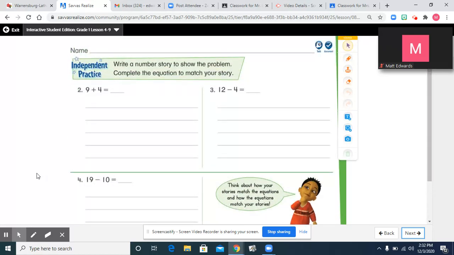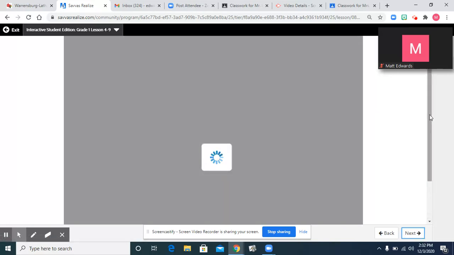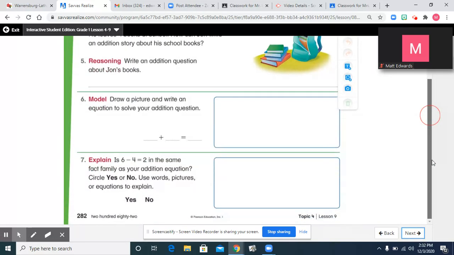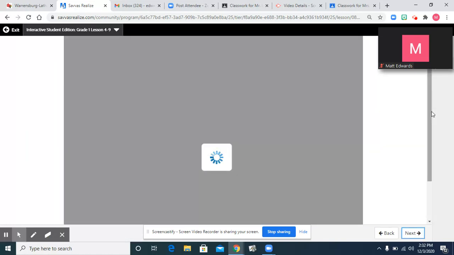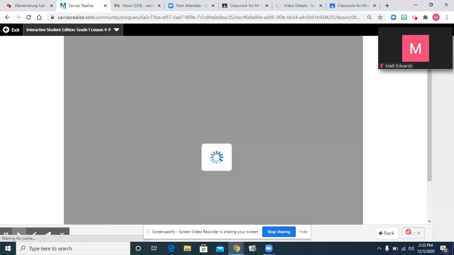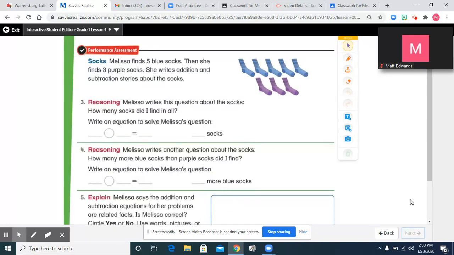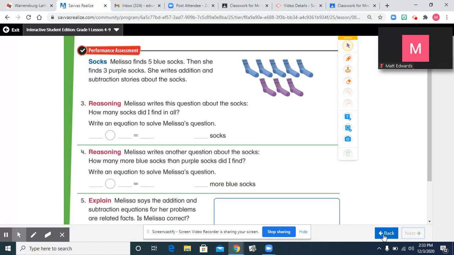Okay, so you have to do numbers 2, 3, and 4. If you want extra practice writing story problems, you can do some problems on the next page, page 282. You also have chances to do more problems on page 283 and also on page 284. Okay, those are not required. Those are just pages for extra practice.